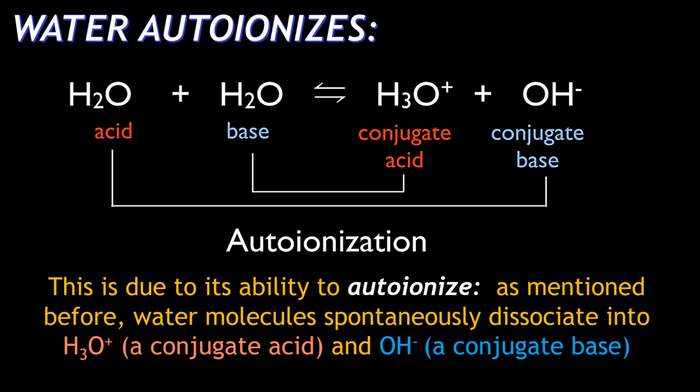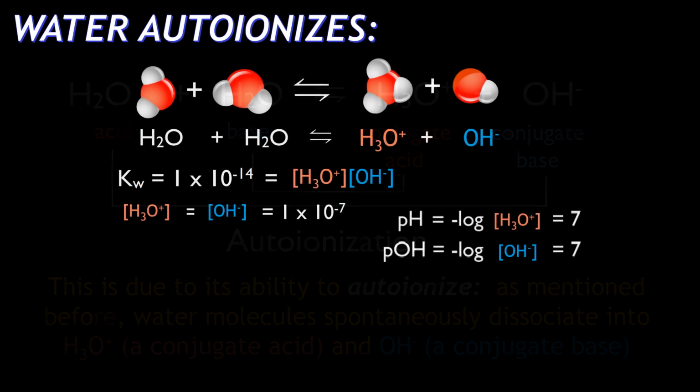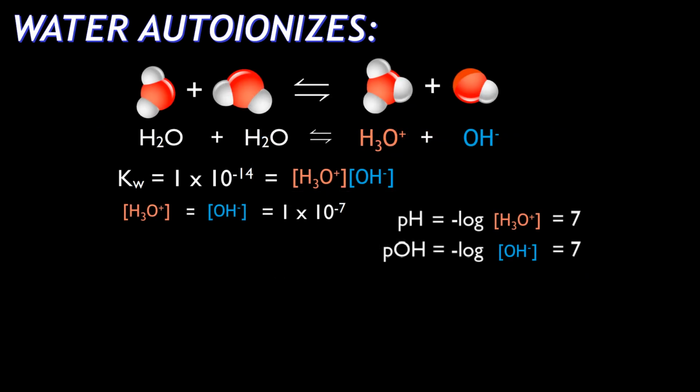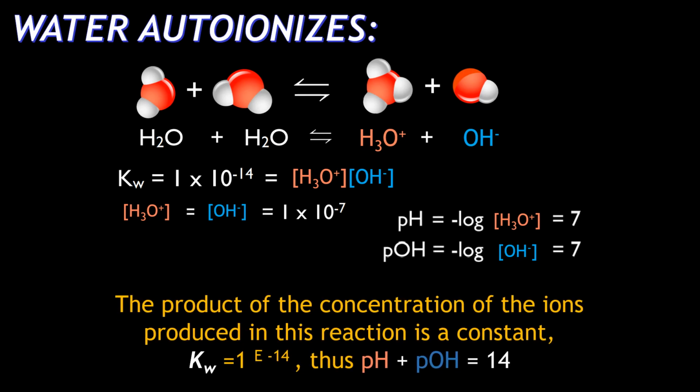As mentioned before, water molecules spontaneously dissociate into these two ions, and it turns out hydronium is a conjugate acid and hydroxide is a conjugate base. When we do the math, remember the concentration of both hydronium and hydroxide is going to end up being 10 to the negative 7th, which means pH and pOH for neutral water will be 7 for both of them. And again, this is just another way of stating what we've already mentioned, which is that the product of the concentrations that the ions produce in the reaction is a constant.